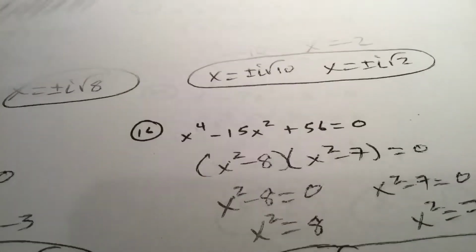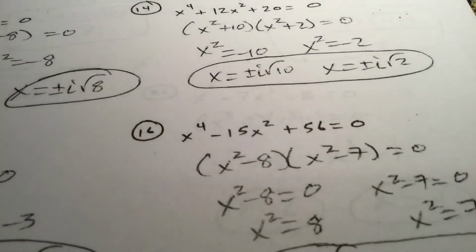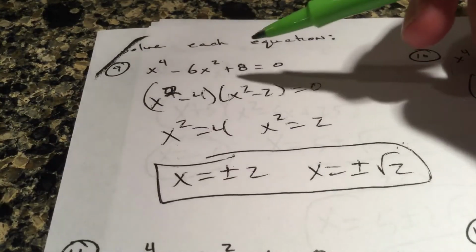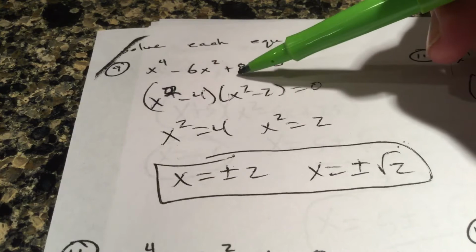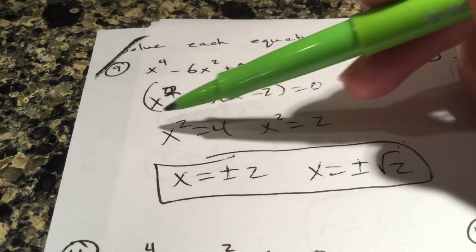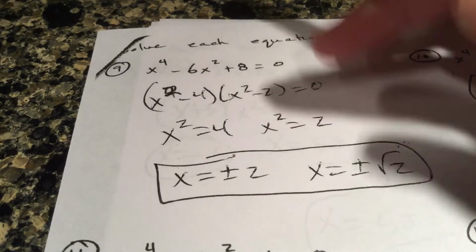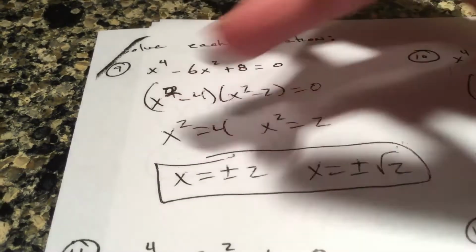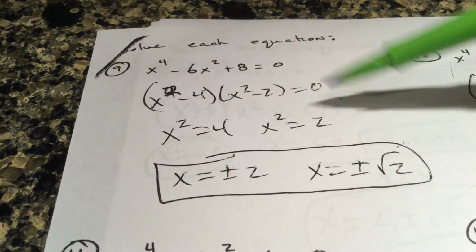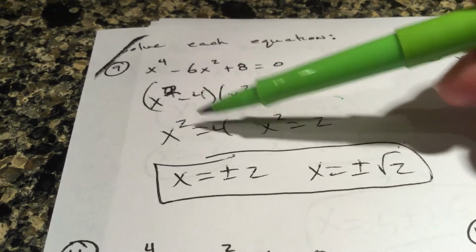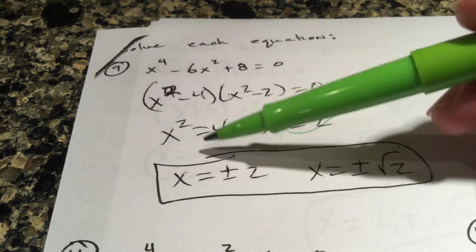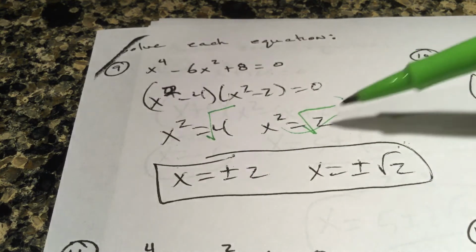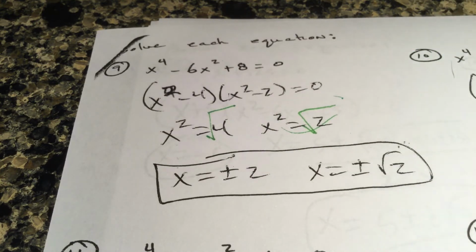All right. Number 9 here is kind of like the same thing as 8. We're going to take it one step further. We're going to set it equal to 0. What multiplies to 8 and adds to negative 6? You get x squared minus 4, x squared minus 2. Cover up method: you have x squared minus 4 equals 0, and x squared minus 2 equals 0. So move the 4 over, move the 2 over. When you take the square root of 4, plus or minus 2. When you take the square root of 2, you get plus or minus root 2.